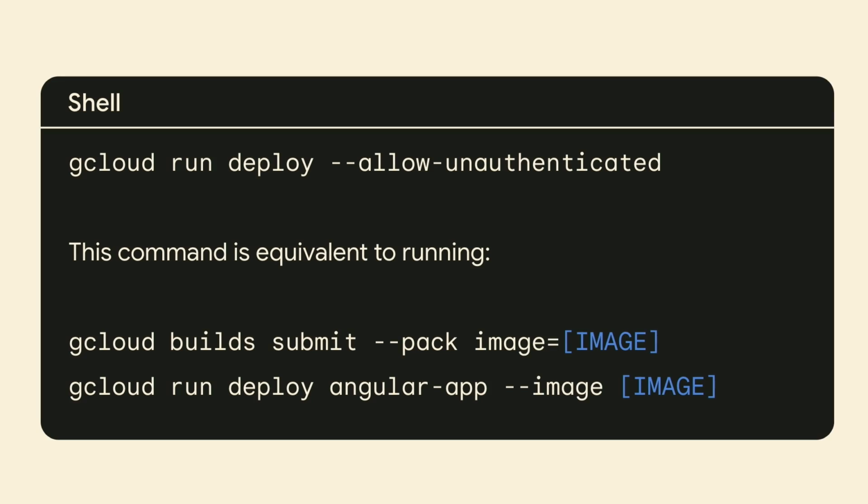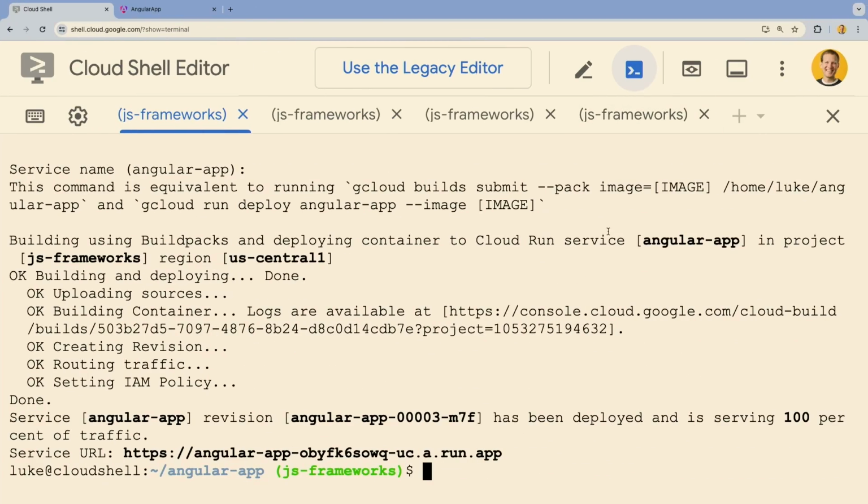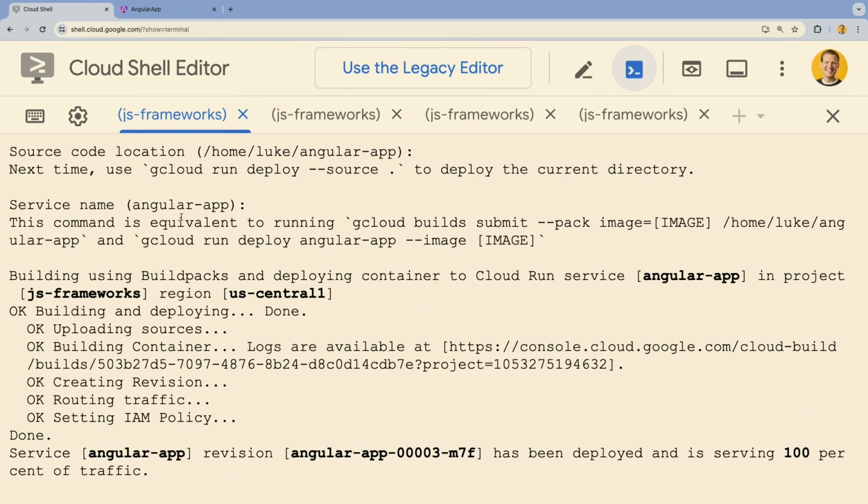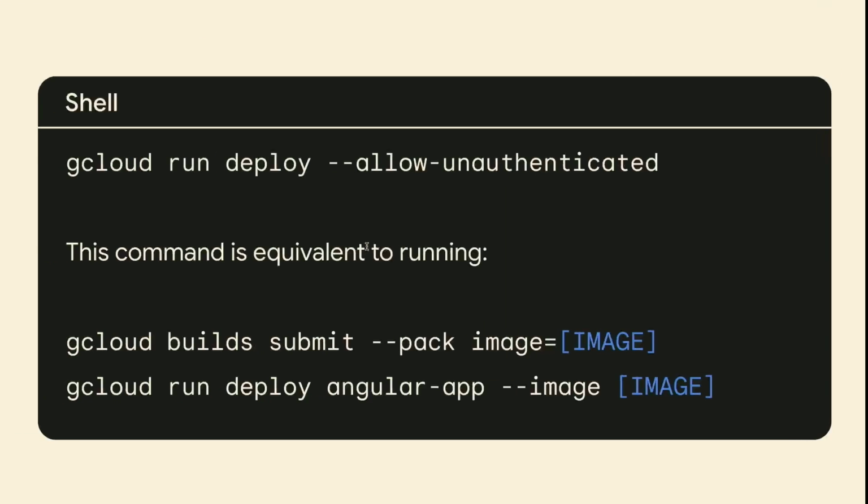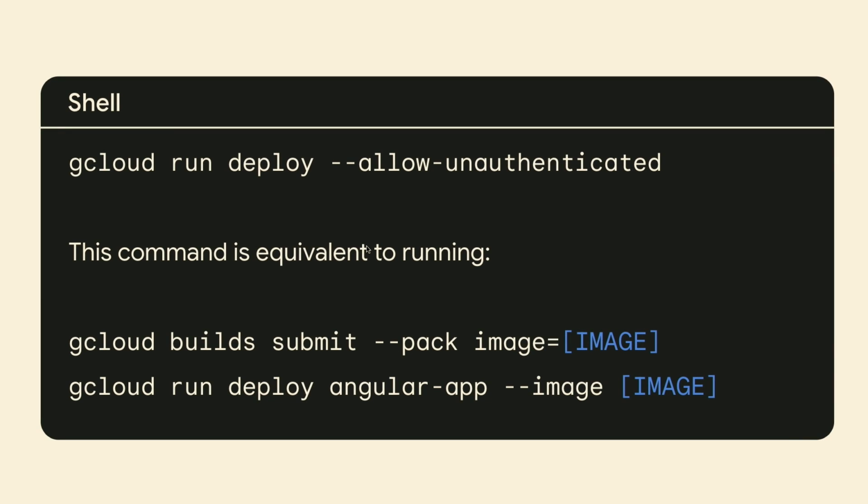And the one that's actually doing most of the work is Cloud Build. So we can see that here if we go gcloud run deploy allow unauthenticated. You might have seen this. I moved pretty quickly through it. But there's this line here that says this command is equivalent to running gcloud build submit and then gcloud run deploy Angular app. And so that's essentially creating the image and then deploying the image. So you need to build that image and then deploy that image. So it's the same as that.